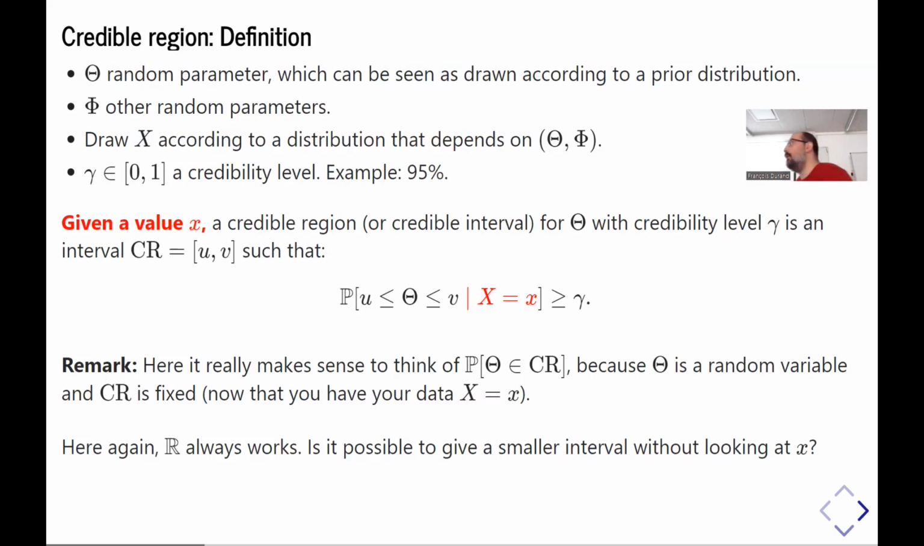So here again, of course, a very easy solution would be to give R each time. Of course, we also want the credible region to be smaller if we can. And once again, just to see if you are asleep, without even looking at X, would you be able to give a smaller credible interval, credible region? Sometimes.